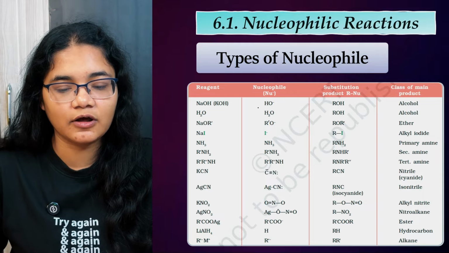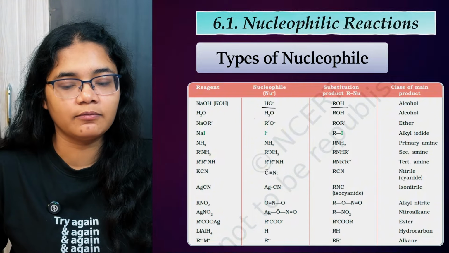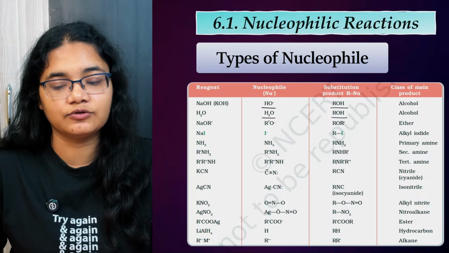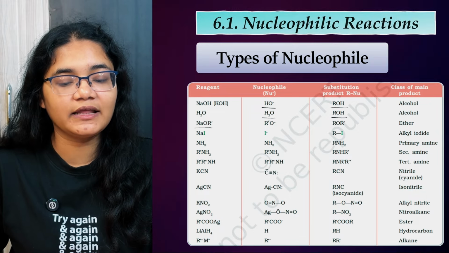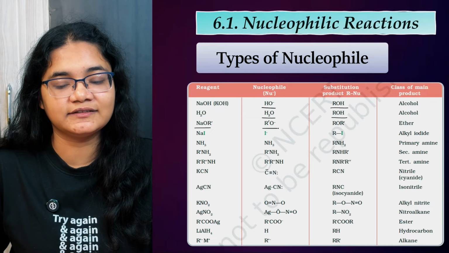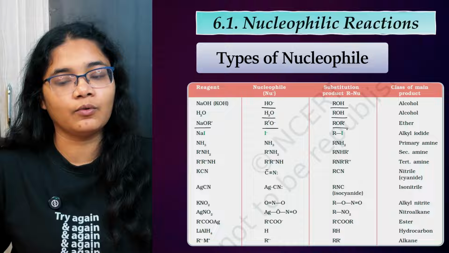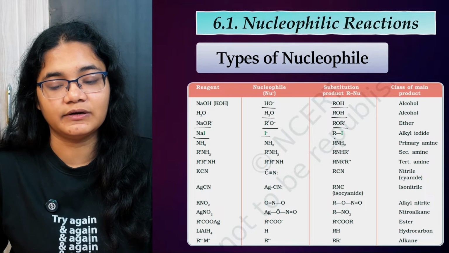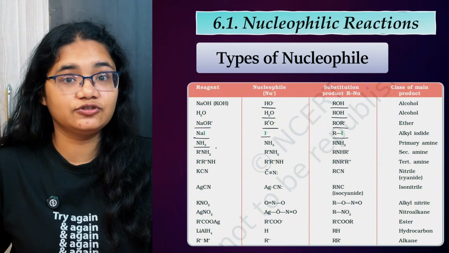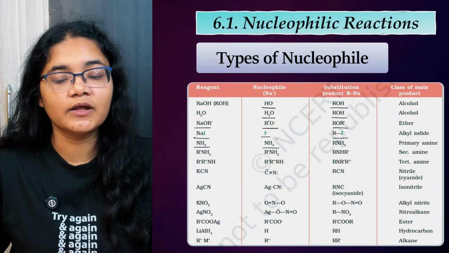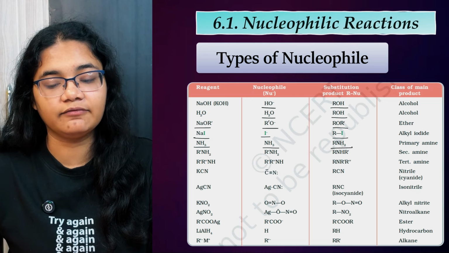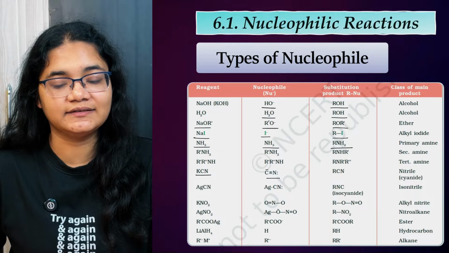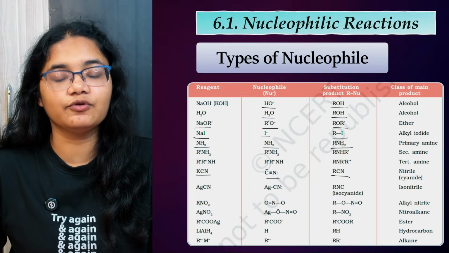If you treat it with OH minus, then ROH will be formed. If you treat it with H2O, then the nucleophile is H2O, and here also we will get ROH. If you treat it with NaOR, here the nucleophile is RO minus, and it will give you ROR, which is the ether. Now if you treat it with NaI, here the nucleophile is I minus, you will get RI. If you treat it with NH3, then the nucleophile is NH3, and it will give RNH2. Similarly, if you have KCN, here the nucleophile is CN minus, and it will react to give you RCN.